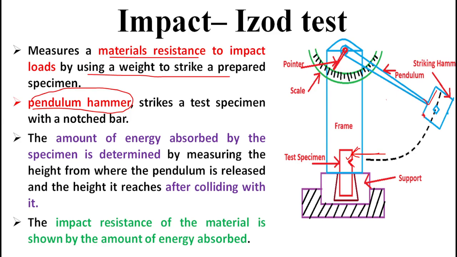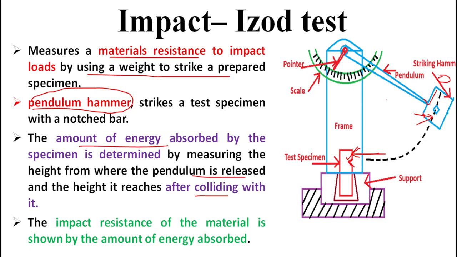The amount of energy absorbed by the specimen is determined by measuring the height from where the pendulum is released, and the height it reaches after colliding with it. So we note the initial release height. Next, after the specimen is struck, we see where the pendulum stops, and note that height. The difference gives the energy. We can find out how much energy is absorbed by the specimen, and based on that we can tell a ductile metal from a brittle metal.